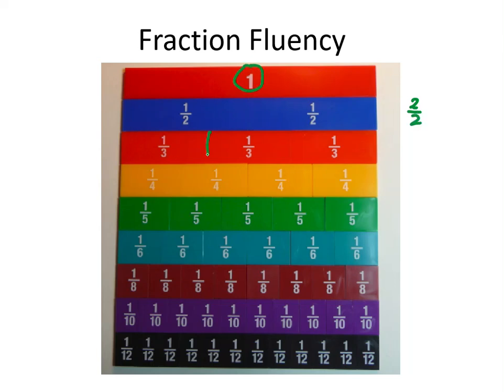Down here, the next one is hard to see where they are, but they're divided right there. And if you have 3 out of 3, that equals a whole. Down here, you have 4 of these yellow pieces. So if you have 4 out of 4, the numerator and denominator are the same. The top number and the bottom number are the same. That equals a whole, okay? Because it's the same length as this red piece up here.